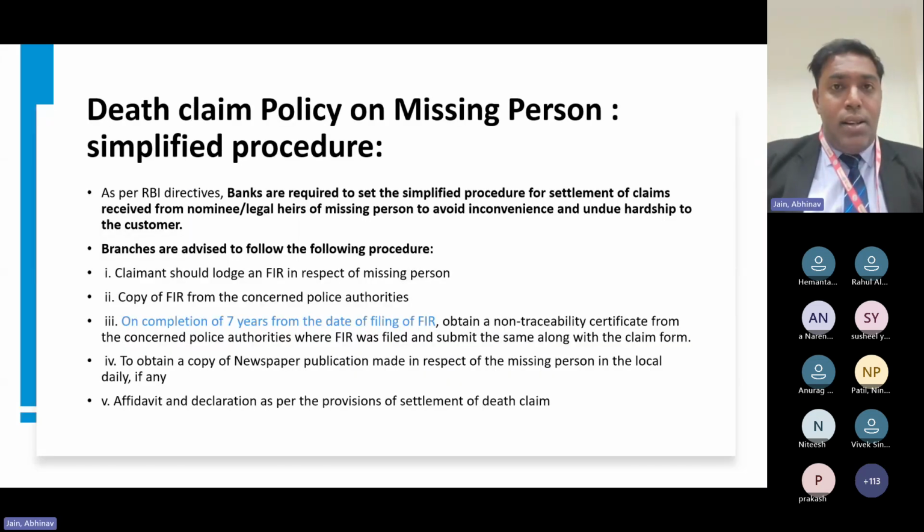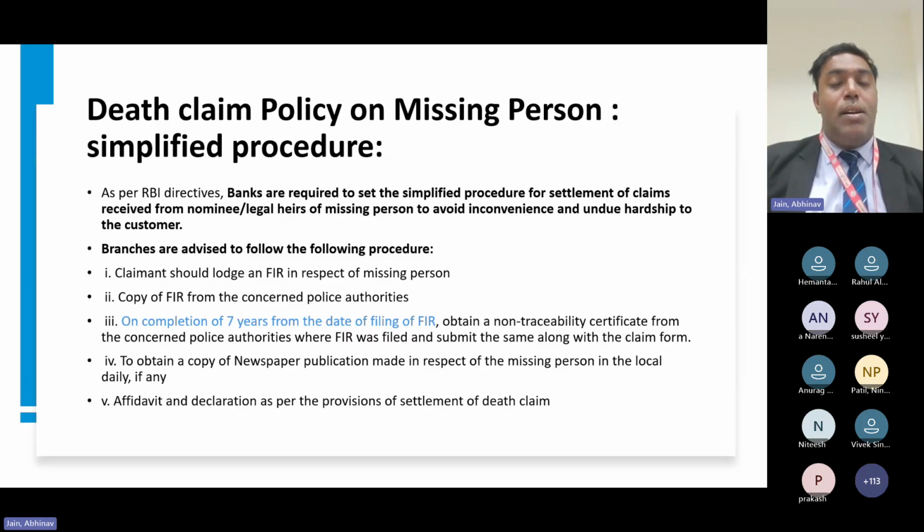Very important question: death claim policy for a missing person. If a person is missing and I want to settle a death claim, on completion of 7 years from the date of filing the FIR, obtain a non-traceability certificate from the concerned police authority where the FIR was filed, and then the death claim can be settled. An exam question can be: on completion of how many years of filing of FIR can a person be declared non-traceable? It is after completion of 7 years from the date of filing of the FIR, not the date of missing.